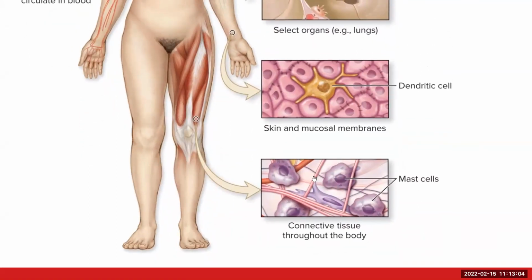And then our mast cells, which are located throughout the various tissues of the body, we'll see them close to, obviously, blood vessels, right? But in this example here, you can see it in the muscle tissue.